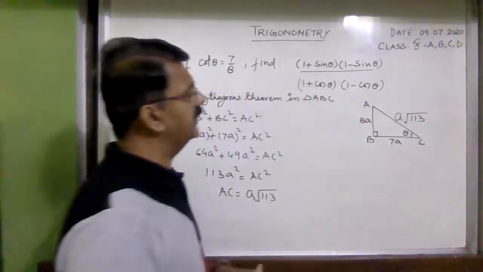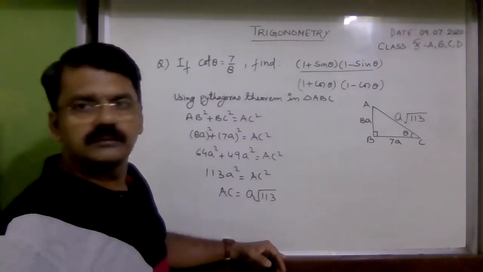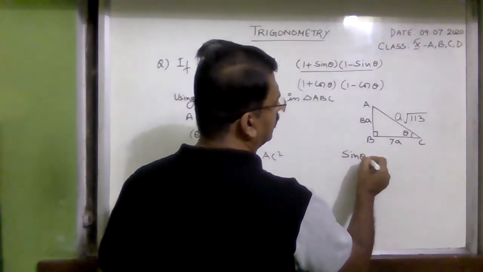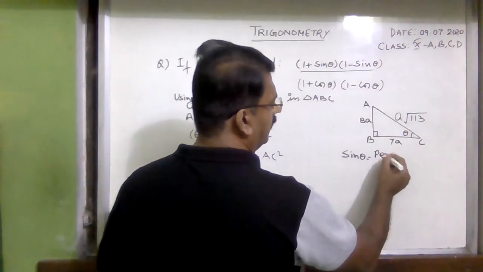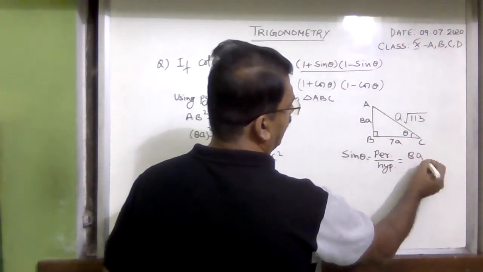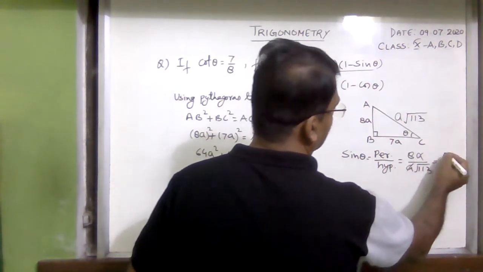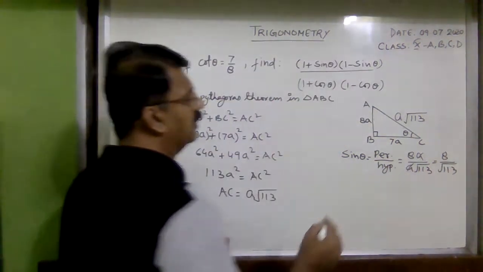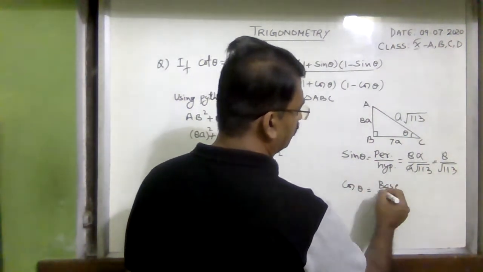We have found this is the value of AC. Now, what is the value of sine theta from this diagram? See, if this is angle theta, this is perpendicular, this is hypotenuse. Sine theta is perpendicular upon hypotenuse. You know that. Perpendicular means 8a and hypotenuse is a under root 113. A cancels out. So it is 8 upon under root 113. That is sine theta. And now find cos theta. Cos theta is base upon hypotenuse.